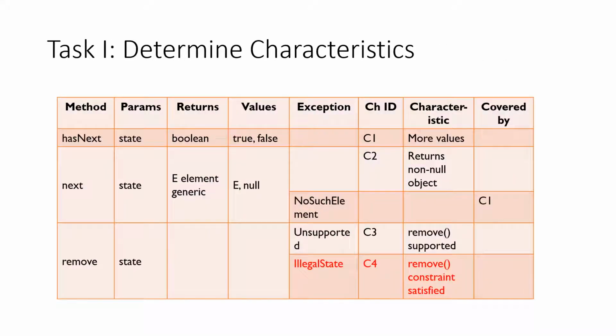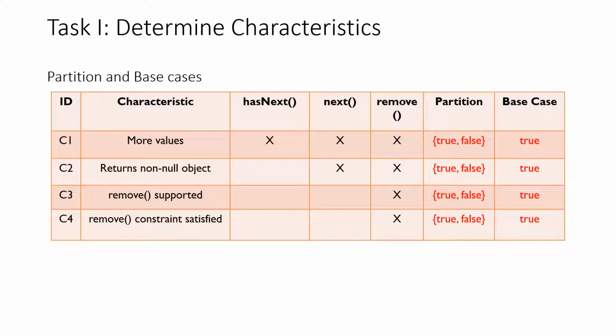This is the table representation of the methods mentioned in the previous slide. Here we can see the next method is covered by the hasNext method, which means we should check hasNext before executing next. In this, we can see the methods and their characteristics. hasNext has one characteristic, that is, more values. Next has two, remove has four. We can see the base cases and partition cases.